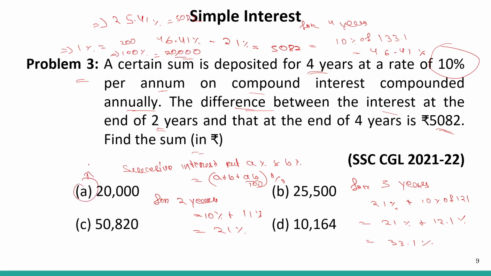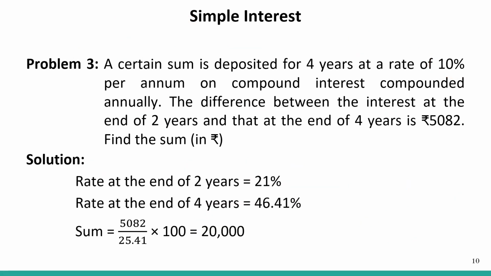So the only correct answer here is A. Okay, so B, C and D, these are all wrong answers. So A, which is equal to 20,000, is the correct answer. Okay, so let's see problem number 3.